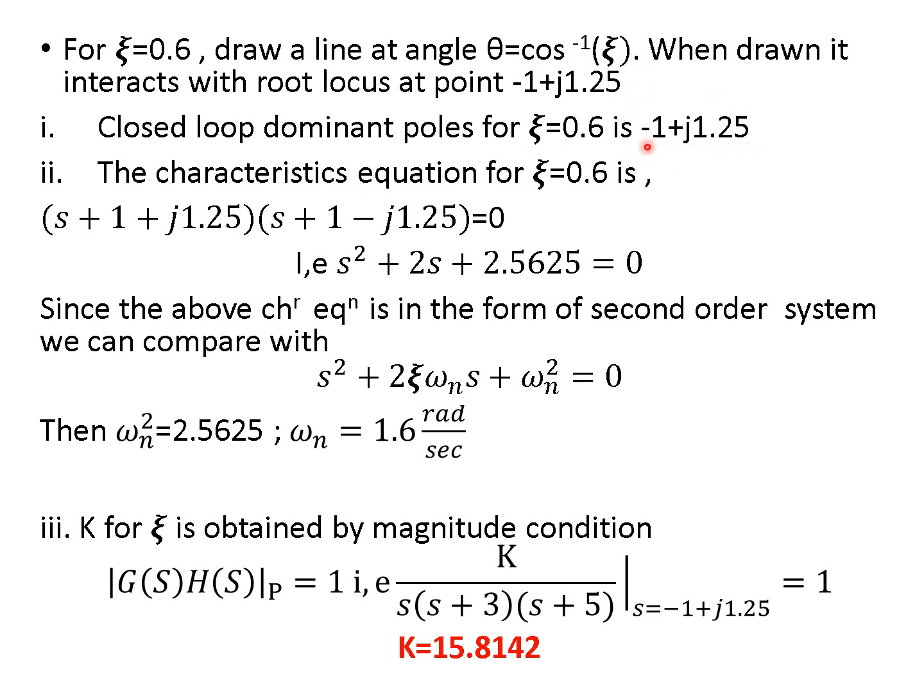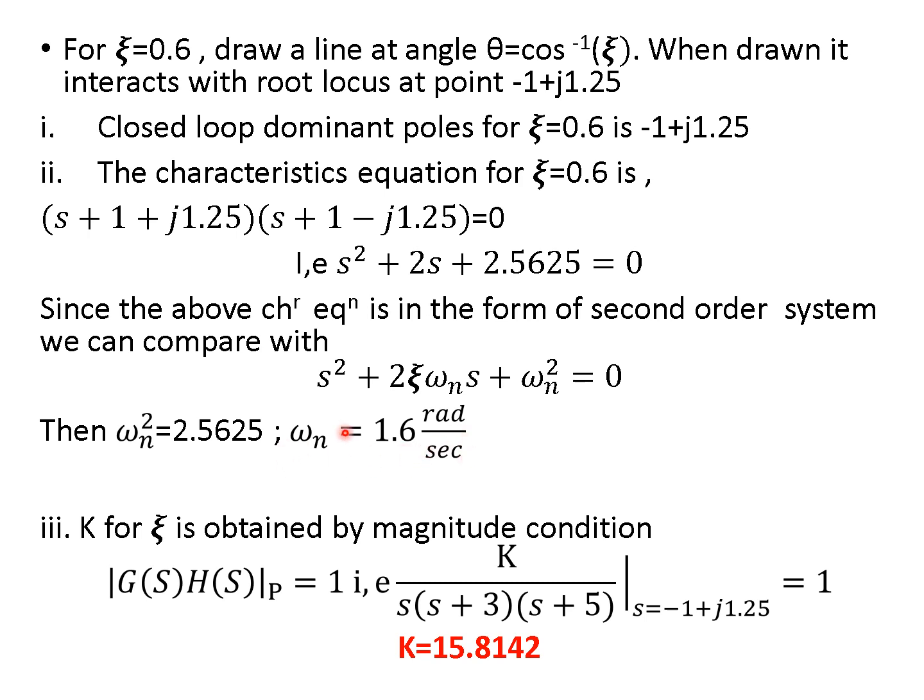If I write a characteristic equation for this, there are two roots. One is minus 1 plus j 1.25 and the other is minus 1 minus j 1.25. So the characteristic equation obtained will be s square plus 2s plus 2.5625 is equal to 0. This is in the standard form of a second order system, so we can compare with s square plus 2 zeta omega n s plus omega n square. In place of omega n square, we have 2.5625. So what is omega n? Omega n is 1.6 rad per second.